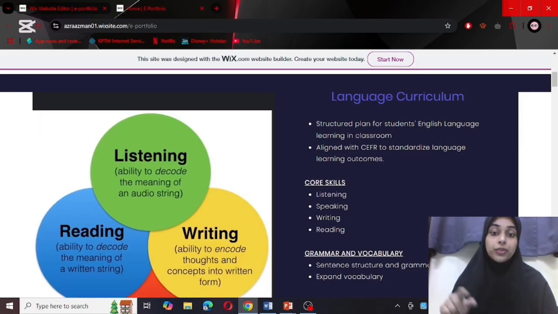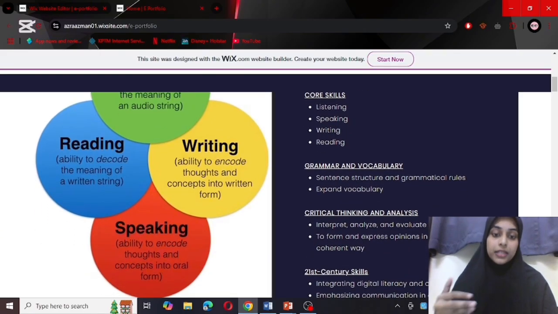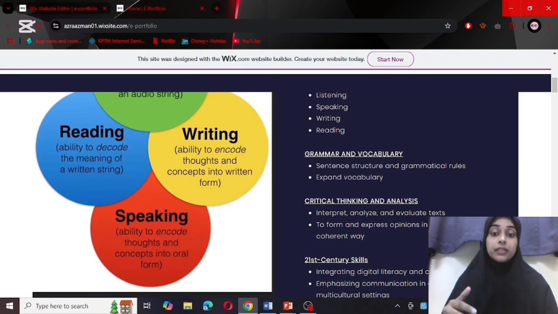The curriculum also emphasizes grammar and vocabulary. Learning proper sentence structures and new words helps students speak and write more accurately and fluently. Another important part is critical thinking. Students are encouraged to understand, analyze, and share their opinions about what they read and hear. This helps them think logically and express their ideas clearly.